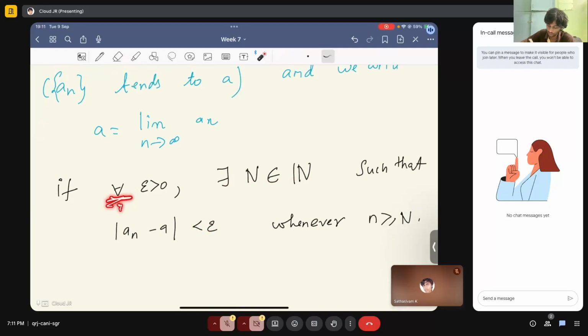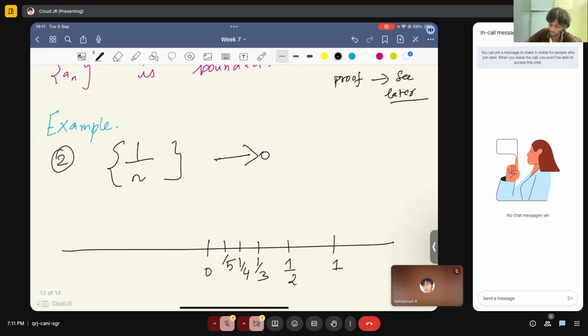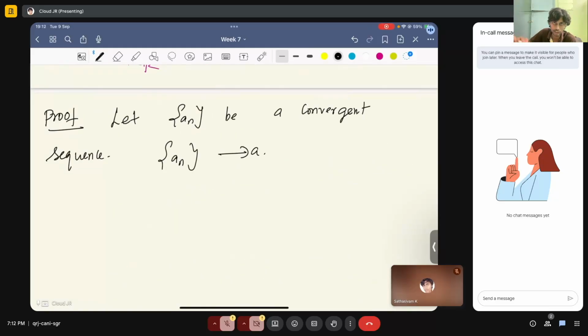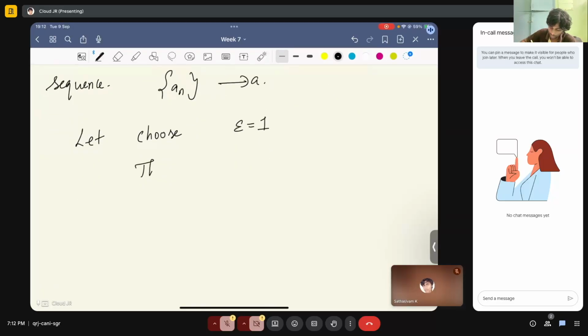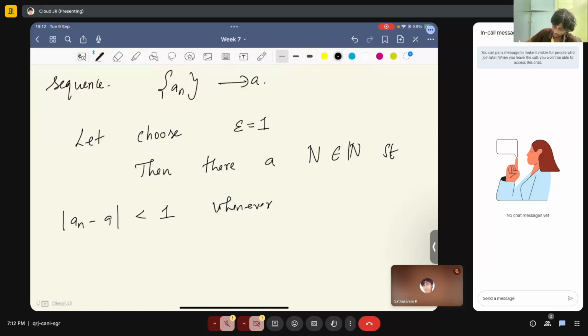So for whatever the purpose I want, let me choose epsilon to be 1, because I just need to find one bound. It can be anything, so I can choose whatever epsilon I want. There's nothing very important about the choice of epsilon equal to 1. I choose 1 because it's easy to compute. So for this choice of epsilon, there exists a natural number N belonging to the natural numbers such that |a_n minus a| is less than 1 whenever n is greater than or equal to N. Okay, so this much we have.